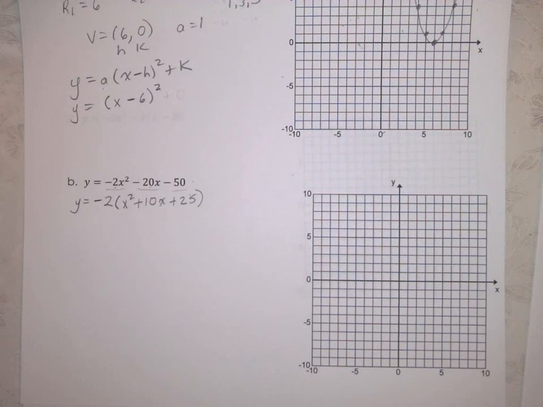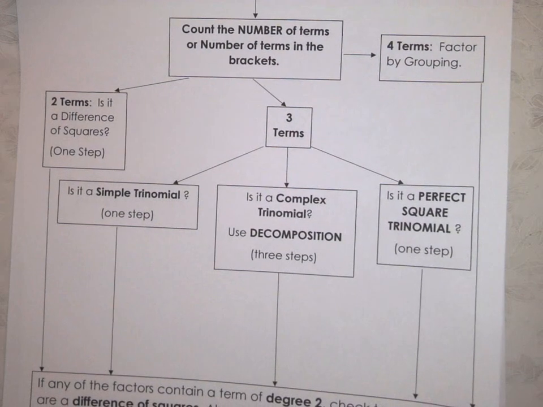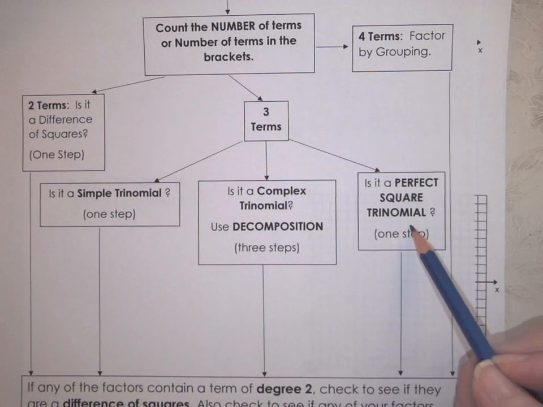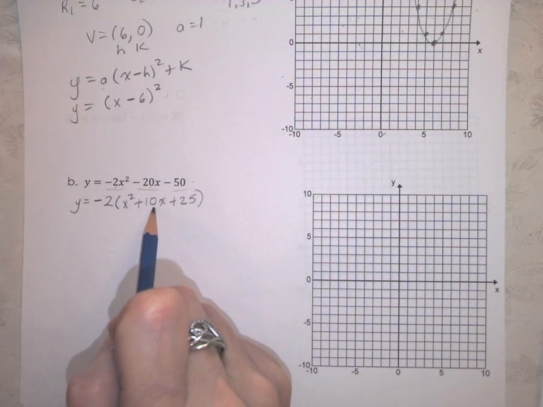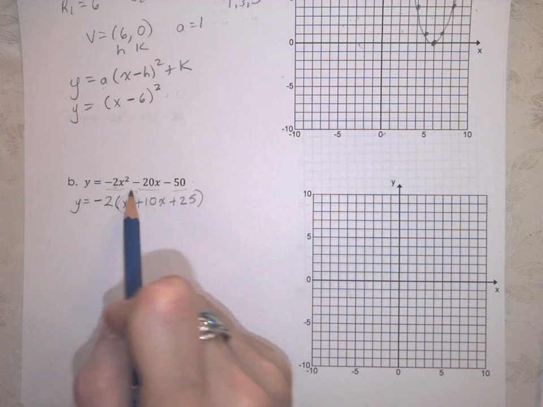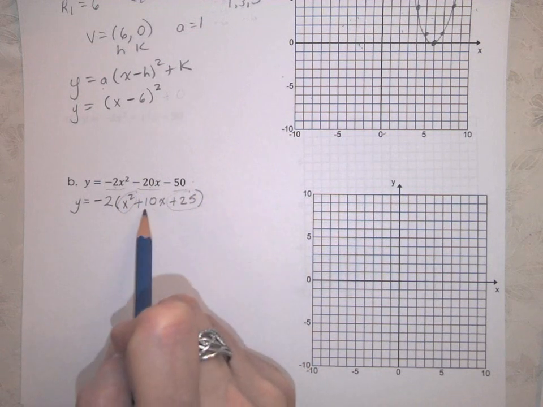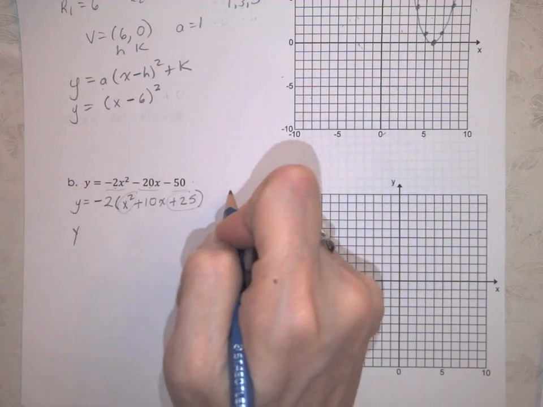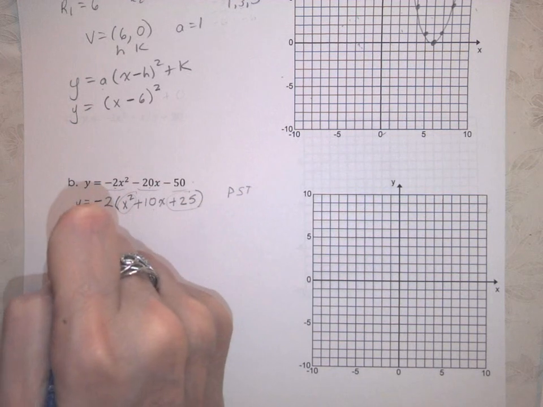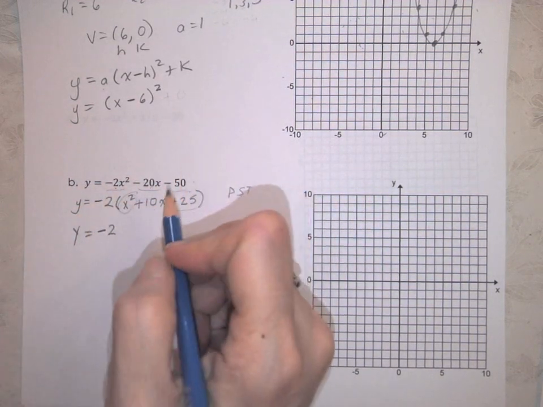Again, it looks like a simple trinomial, but it's not a complex trinomial. Is it a perfect square trinomial? It could be a perfect square trinomial because the first term is a perfect square and so is the last term. So we could say it's a perfect square trinomial here. We need our -2 out front still.